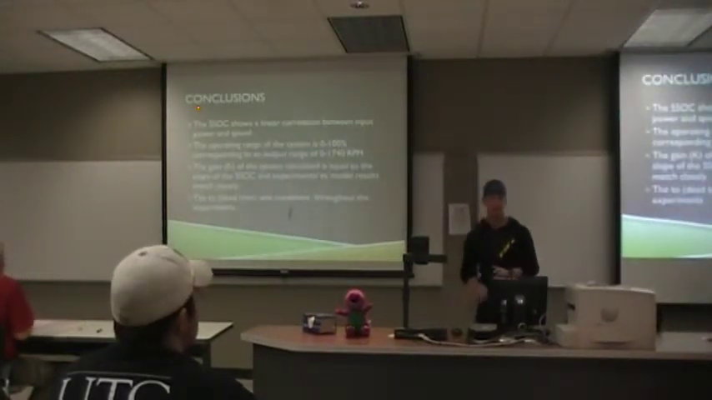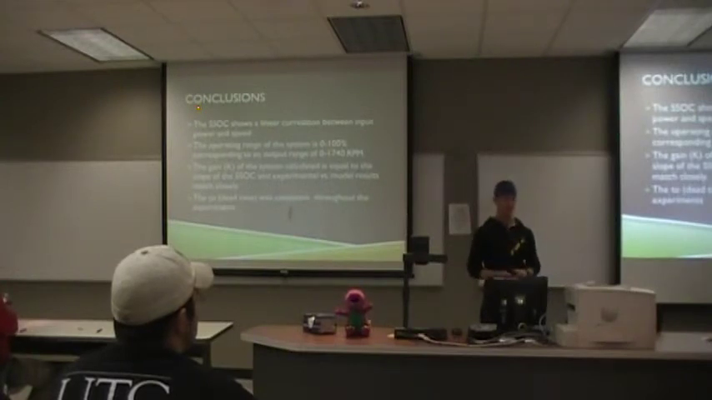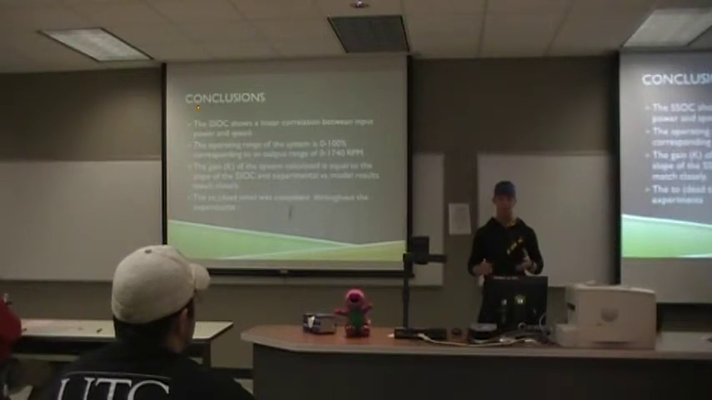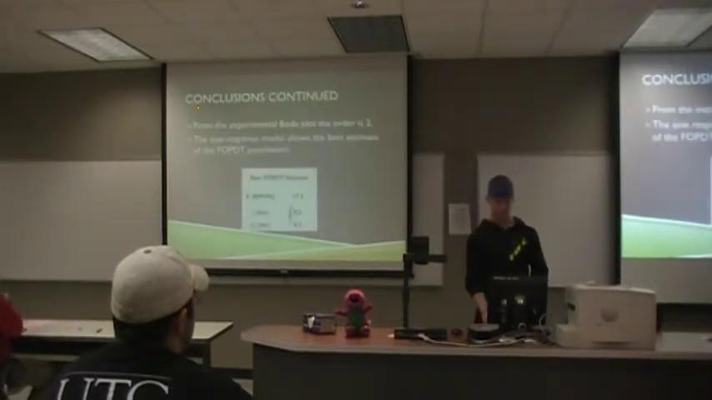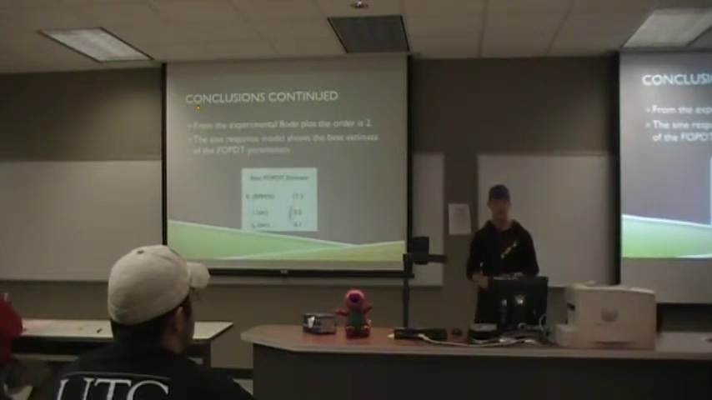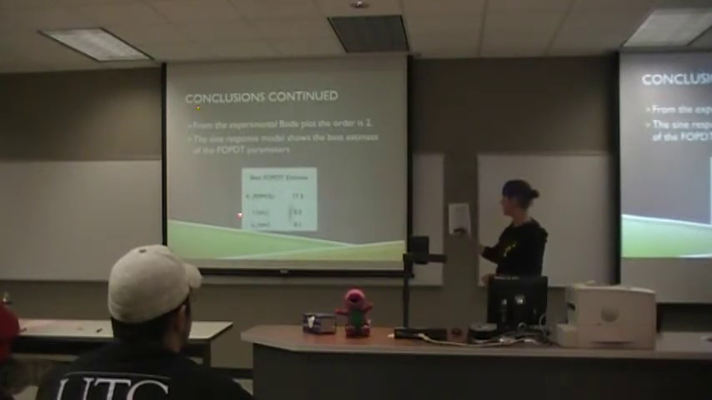In conclusion, the SSOC shows a linear correlation between input power and speed. The operating range of the system is 0 to 100%, which corresponds to an input range of 0 to 740 RPM. The gain of the system is equal to the slope of the steady-state operating curve, and the experimental model results match pretty closely. The dead time is pretty consistent throughout those experiments. From the Bode plots, we found that our system is a second-order system, and from the first-order plus dead time experiments, we found that these are the best parameters for our system.